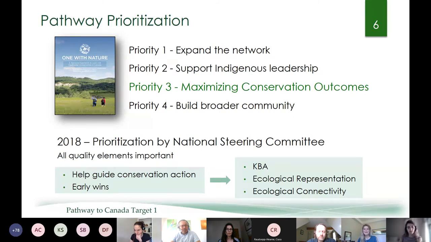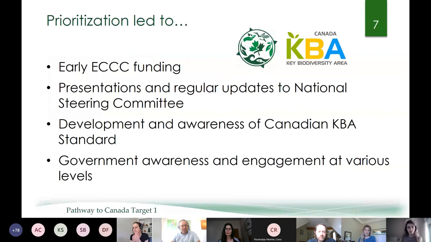Next slide. So based on this prioritization of key biodiversity areas, several things happened. Environment and Climate Change Canada, on behalf of Pathway, directed funding to help kickstart collaborative KBA efforts in Canada. A partnership developed between Pathway and what would become the Canadian KBA Coalition. And this means that KBA leaders in Canada were regularly providing updates and seeking feedback from the Pathway National Steering Committee, which of course created a sense of joint investment and ownership in this work.